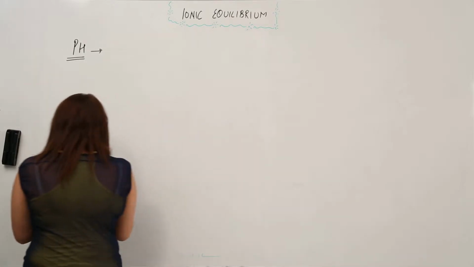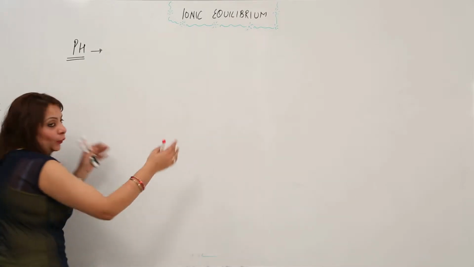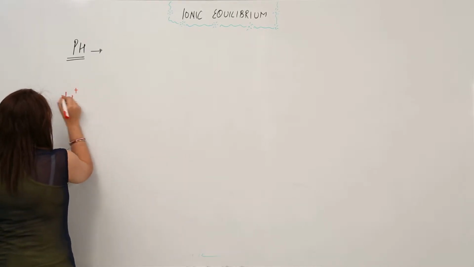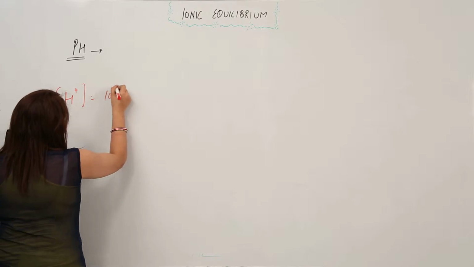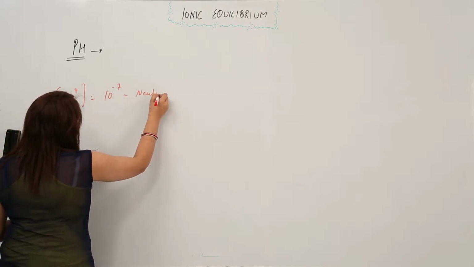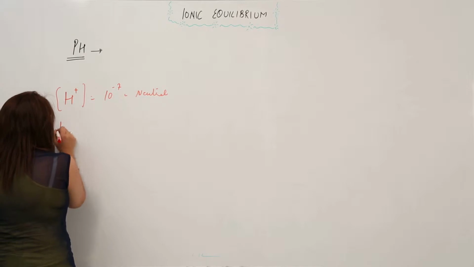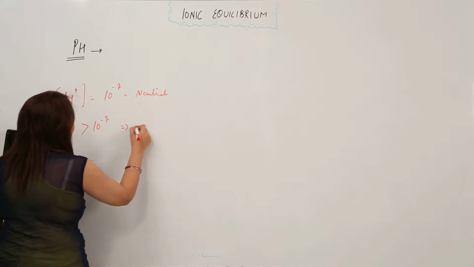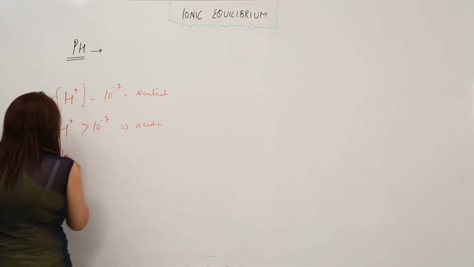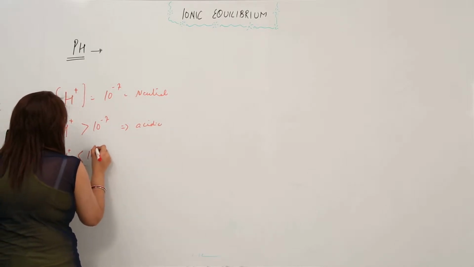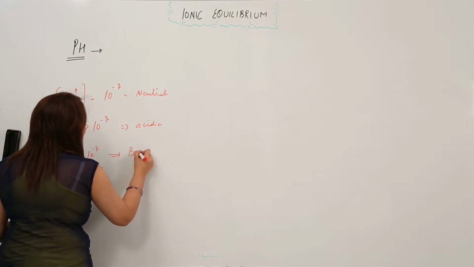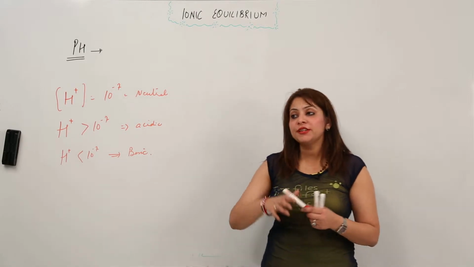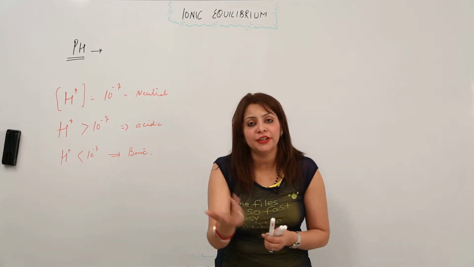Again, I am just writing what I told you verbally. If the hydrogen ion concentration is equal to 10 raised to the minus 7, then the solution is neutral, right? But if the hydrogen ion concentration is more than that, then the solution is going to be acidic. And if it is less than 10 raised to the minus 7, that means it is going to be basic. So we have solutions with different concentrations of hydronium ions or hydrogen ions.